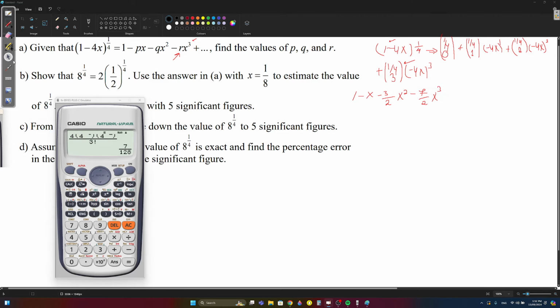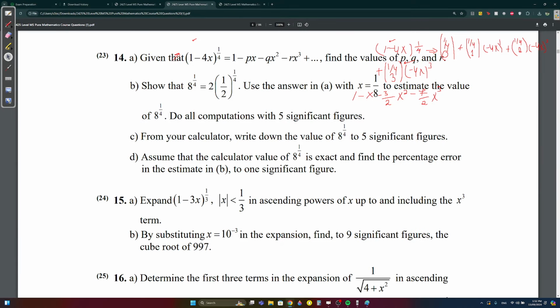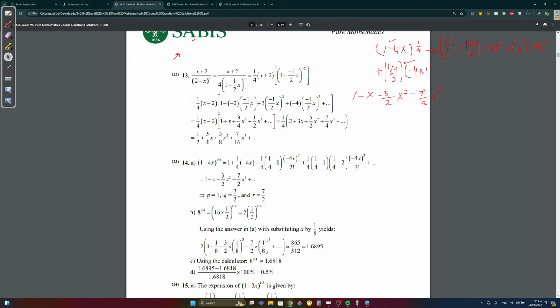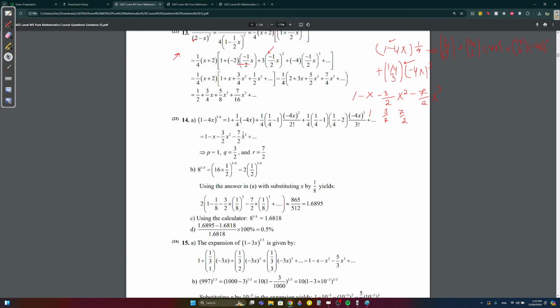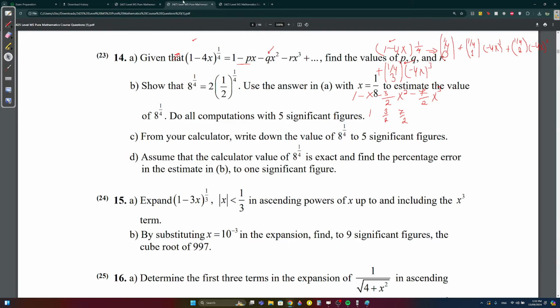Okay, let's check if our answer is correct. We got 1 minus x, minus 3 over 2 x squared, minus 7 over 2 x cubed. So what are our values of p, q, and r? They put minus p, so they already put the minus 4. What's the coefficient of x? It's 1. Then minus q, they already put the minus, so you only put 3 over 2. For r, they already put the minus again, so you put 7 over 2. So the answers of p, q, and r should be 1, 3 over 2, 7 over 2. Yes. We need the answer here for part C.